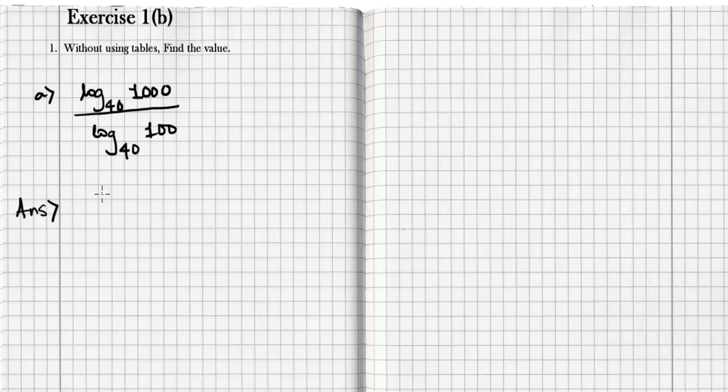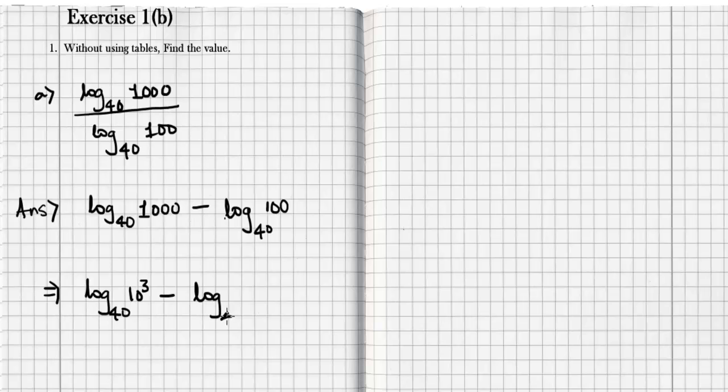Now using law 2, we can write this as log to the base 40 of 1000 minus log of 100 to the base 40. Now we know that 1000 can be written as 10 cube and 100 can be written as 10 square. So I'll write this as log to the base 40, 10 cube minus log to the base 40, 10 square.